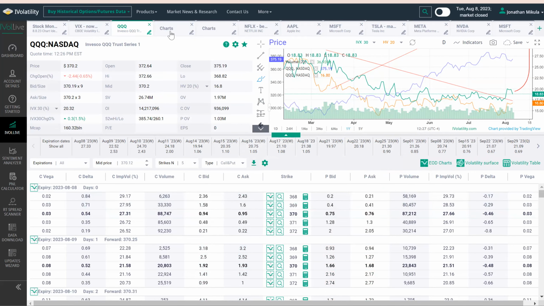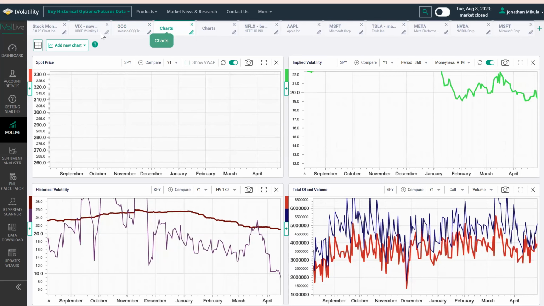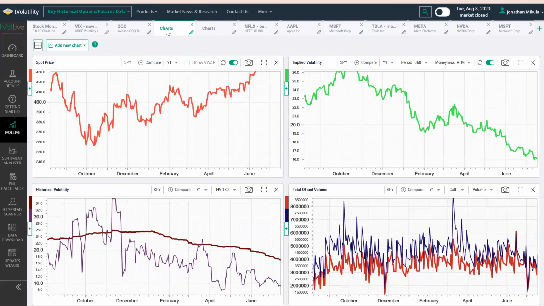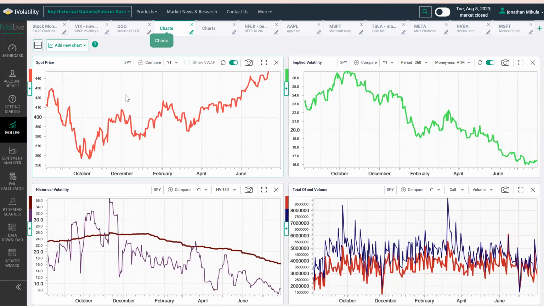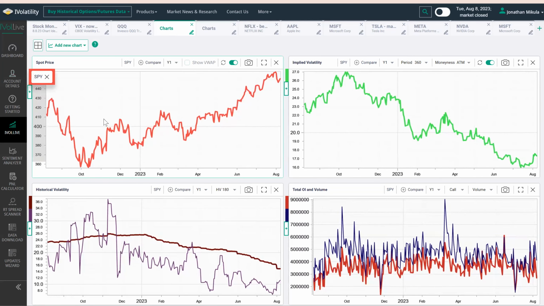So now I'd like to move on to the charting view, right? Because that was what we call stock monitor view. Here's the charting view. When you pull up a charts tab with IVolLive, you'll get 4 default charts. It's going to give you the spot price of SPY over the past year. That's what Y1 stands for.